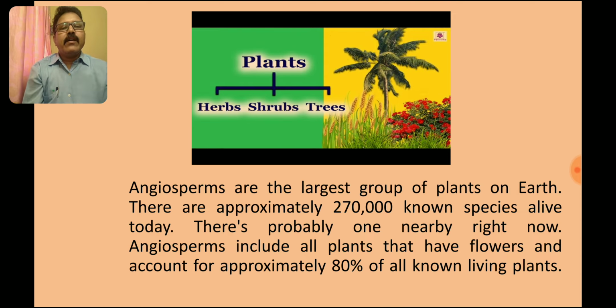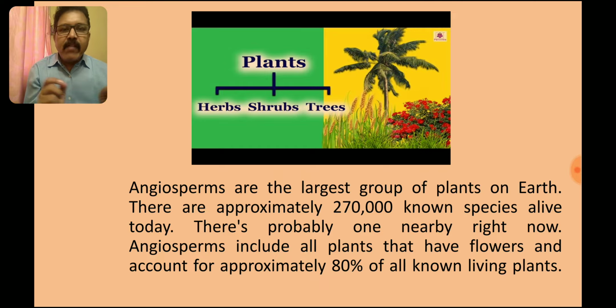What kind of angiospermic plants? These plants may be categorized into three different kinds of habit: herbs, shrubs and trees. Angiosperms are the largest group of plants on the earth. There are approximately 270,000 known species alive today. There is probably one nearby right now. The angiosperms include all the plants that have flowers.